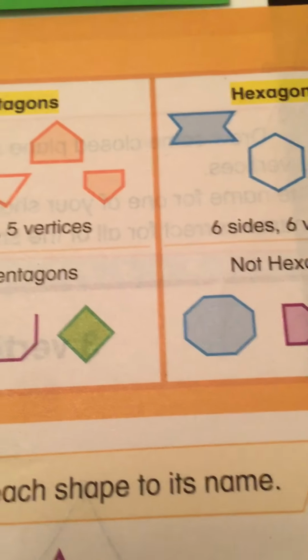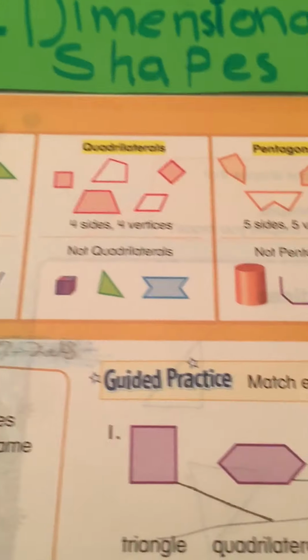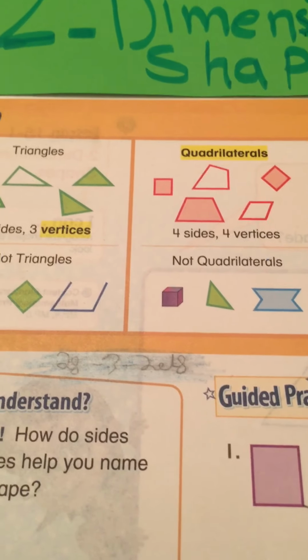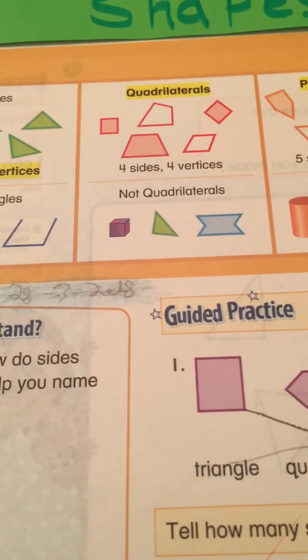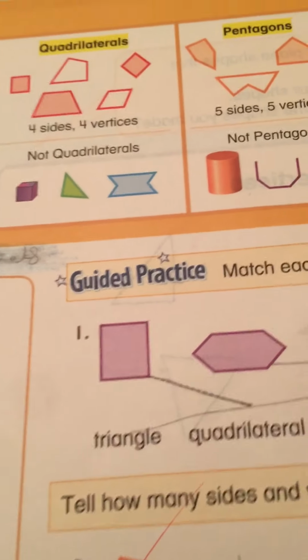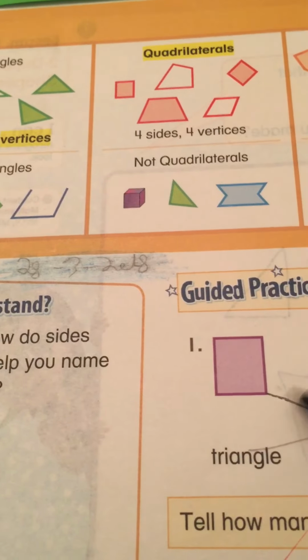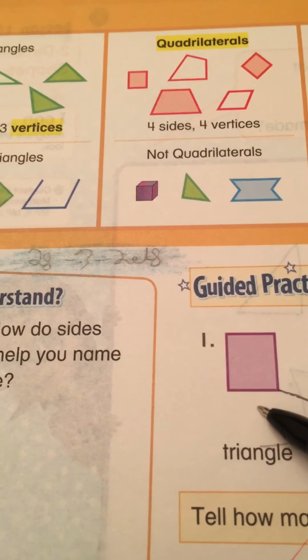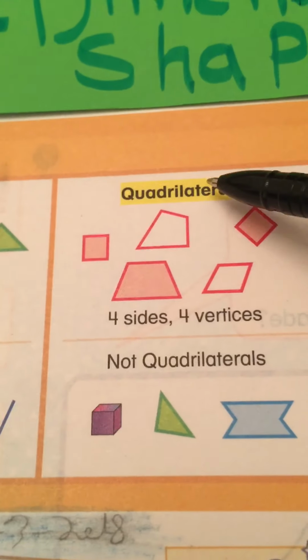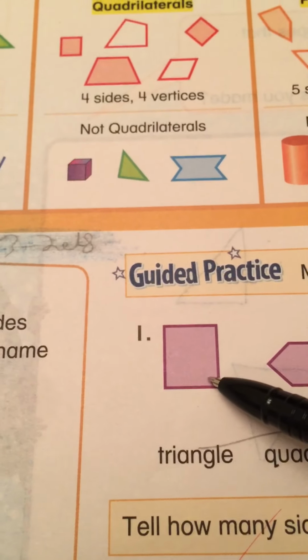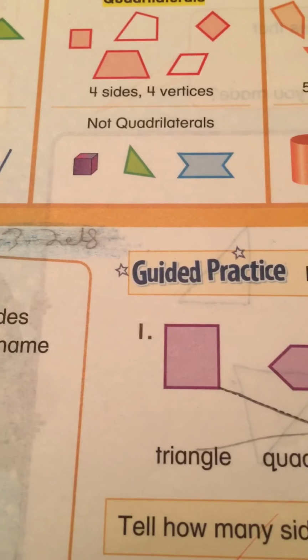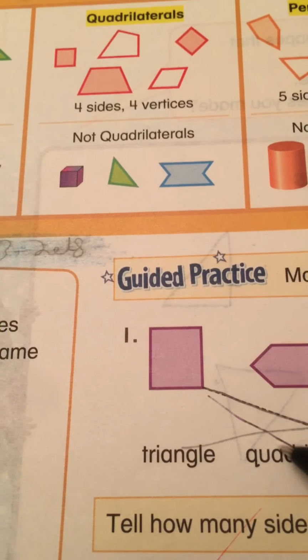So now when we look at any shape, we can tell the name of this shape by the number of its sides and the number of its vertices. So let's go and see number 1, and they said match each shape to its name. If you look at this one, it has 4 sides, and we already said that the quadrilateral has 4 sides and 4 vertices. Then we can match this with this. So you can connect them.